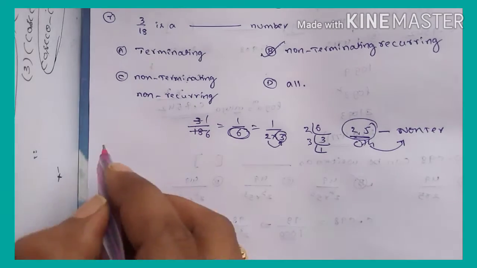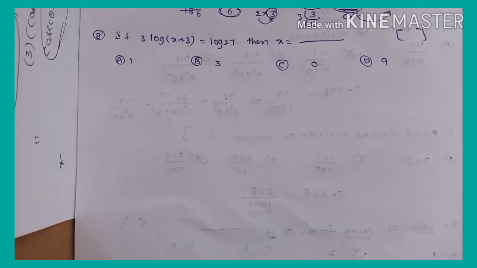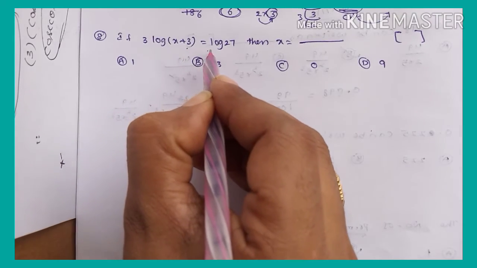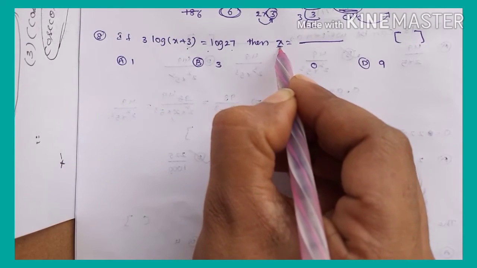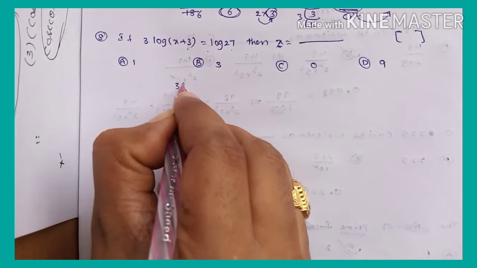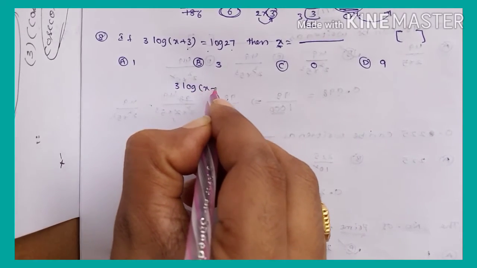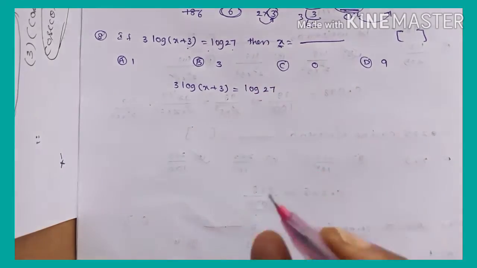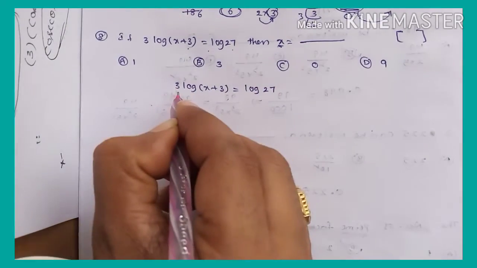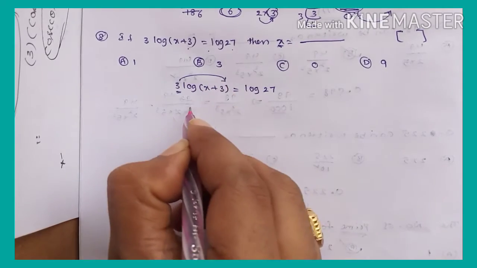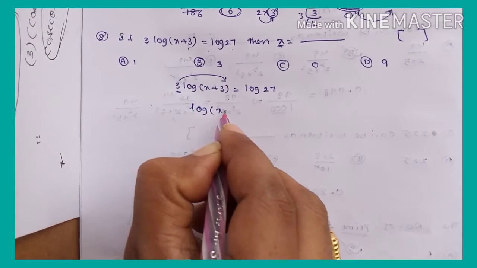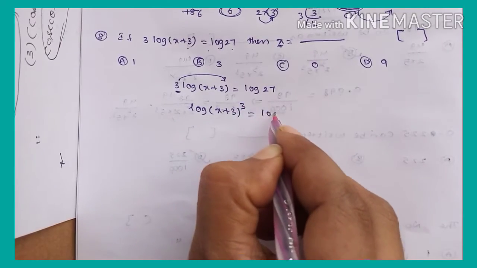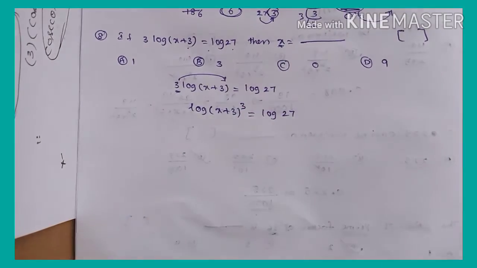Okay, next one. Problem 8: 3 log x plus 3 is equal to log 27. Then what is the value of x? 3 log x plus 3 is equal to log 27 is given. Now this 3 you can write as a power. Then you can say log of (x plus 3) to the power 3 is equal to log 27.